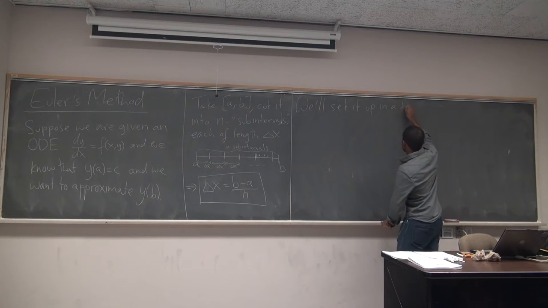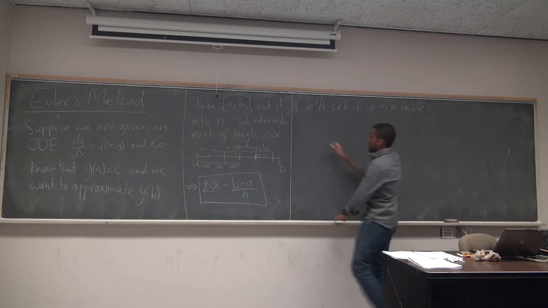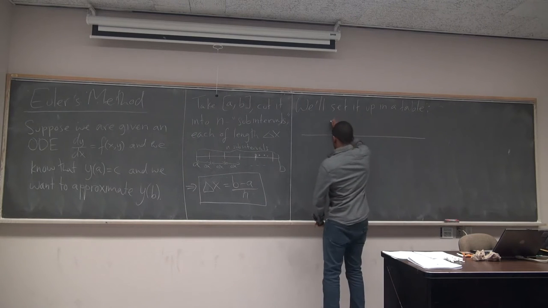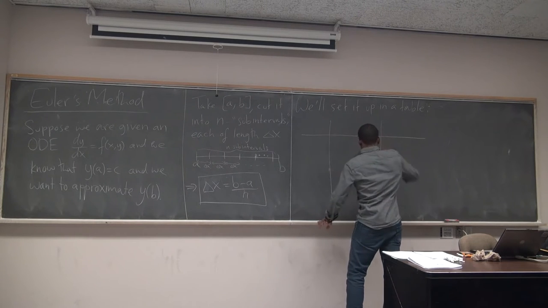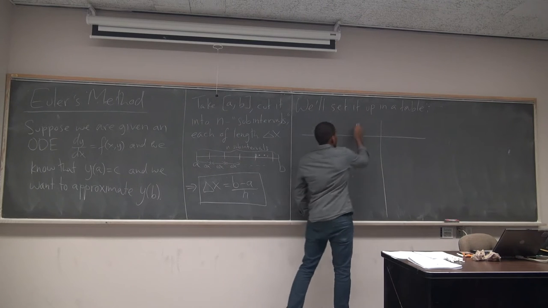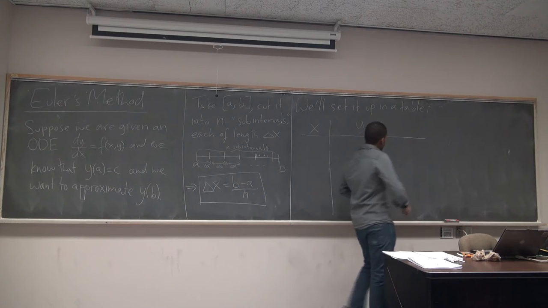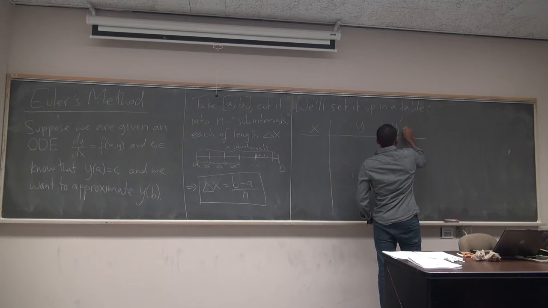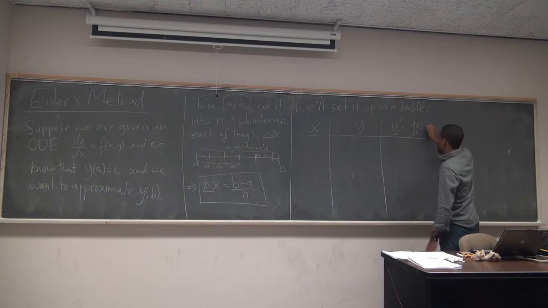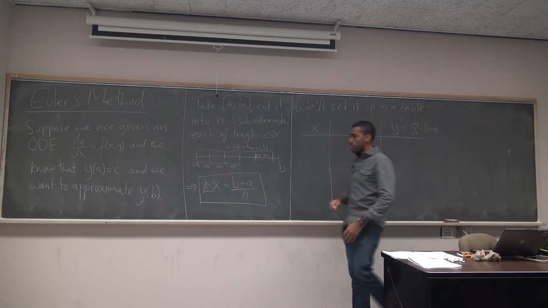Now I'm going to explain how this table works. In Euler's method, your table has three columns. There's an x, your input value. There's the y, your output value, which is what we want to approximate. And then there's the y prime, equal to the function dy/dx. It's going to be whatever formula I give you. Those are the three columns.